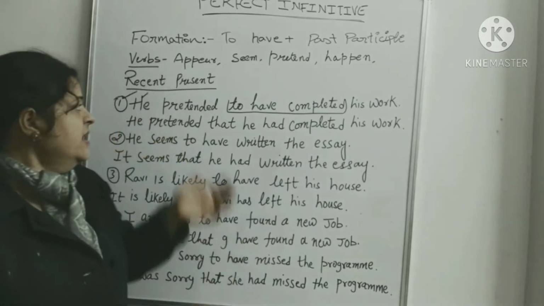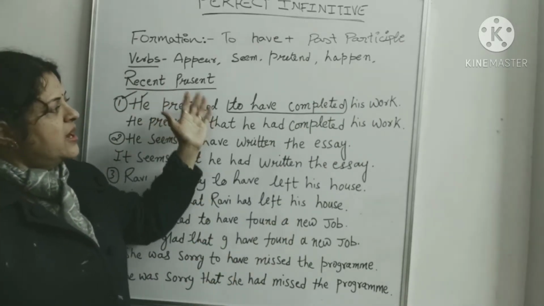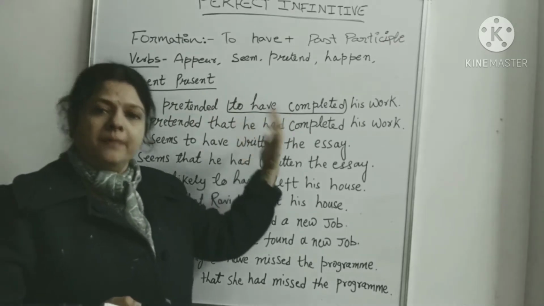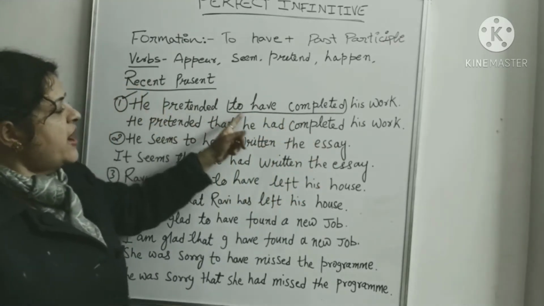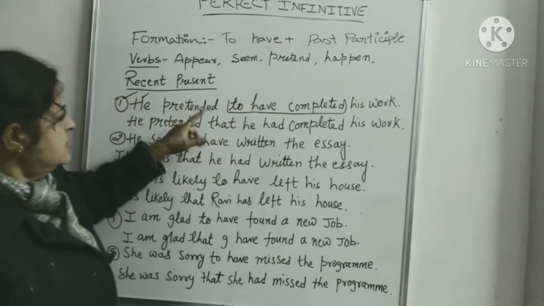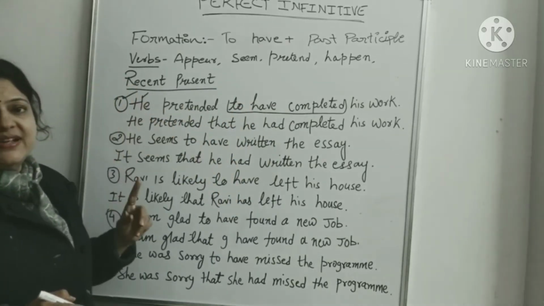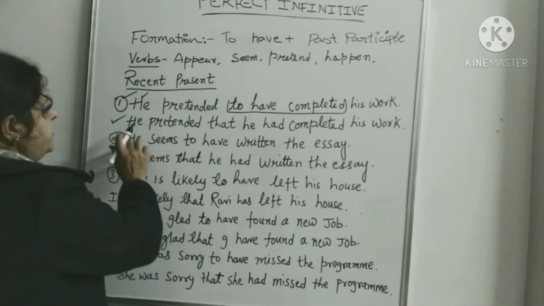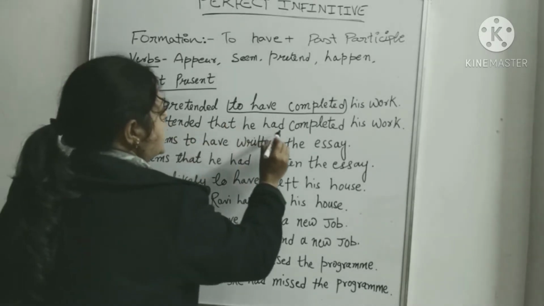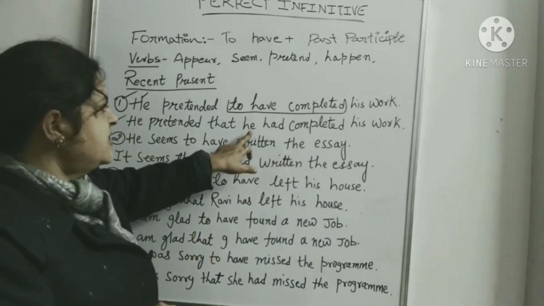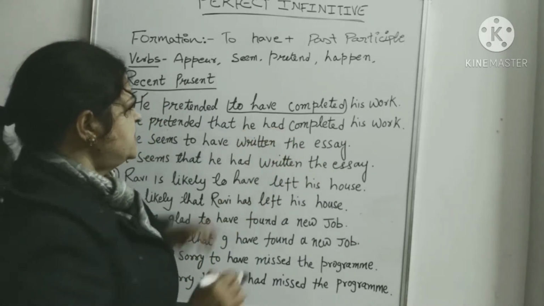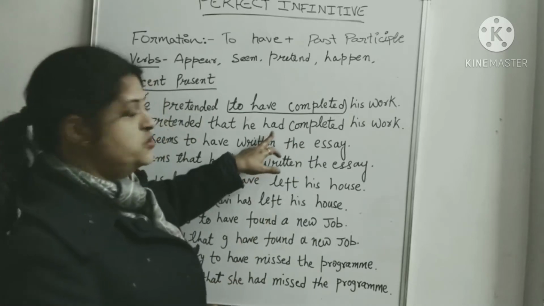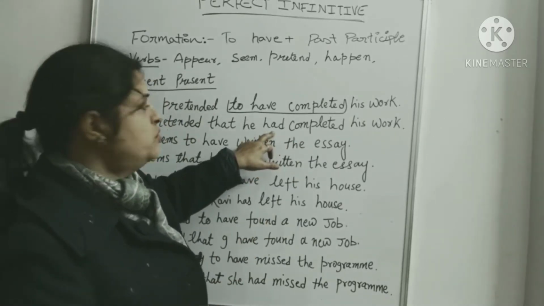In Hindi we can say उसने काम कर चुका होने का बहाना बनाया. ठीक है? He pretended to have completed his work. So this is the first perfect infinitive sentence, and this one is a simple sentence. In simple perfect form: he pretended that he had completed his work. Here we can see that he had completed. So this is past perfect since we have used had. चूंकि हमने had use किया है, तो ये past perfect है.